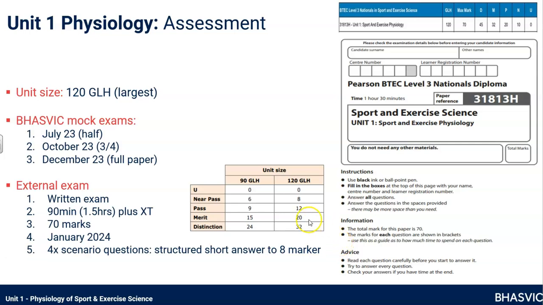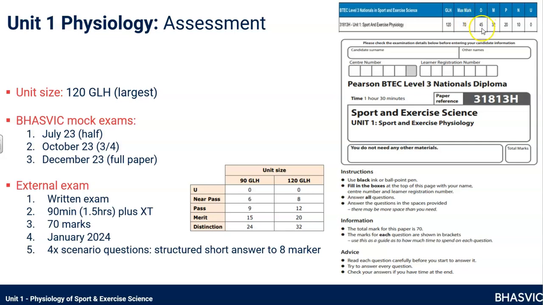So these last 2 bits of information give you an approximation of the mark boundaries, this was 1 year. So if you got 45 out of 70 in this particular year, you got a distinction grade in that unit. 32 to get a merit, 20 to get a pass, 10 to get a near pass. Below that, and you have been ungraded. These are roughly the same. They do fluctuate a little bit.